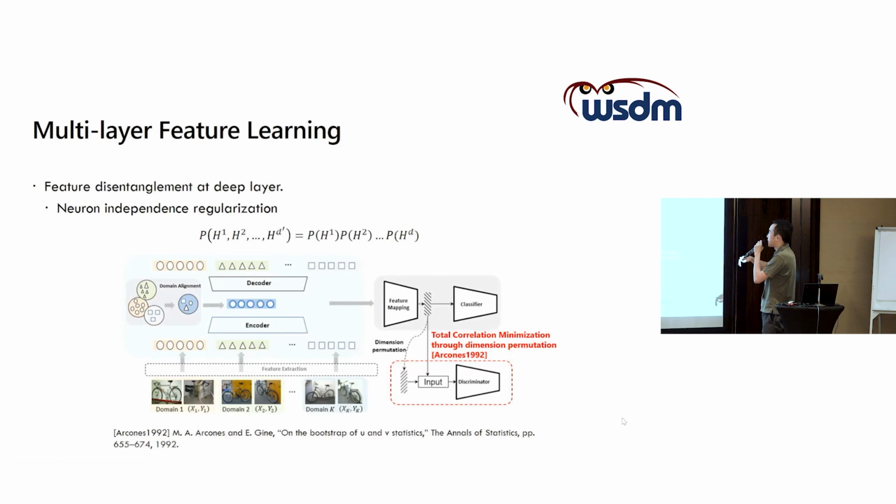But at the deep layers, what we expect is to extract more category-related information. This kind of category-related information can be extracted, for example, by considering neural independence regularization. It has been found that by jointly applying this multiple layer feature learning, we expect that better generalized information can be learned, which helps to improve the generalization performance of our AI model.